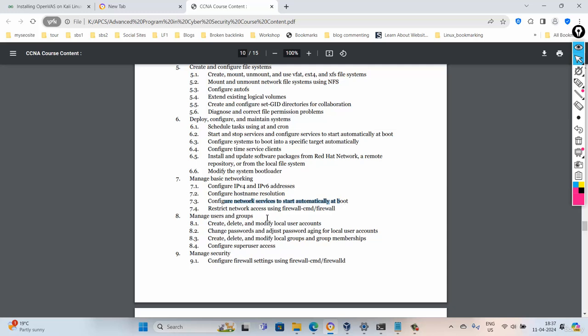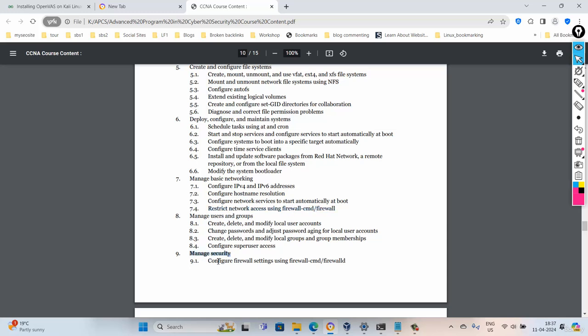Then we will discuss how you can restrict network access while using the firewall, right? How you can manage the firewall, and how you can configure the firewall properly. So these things we will not cover here in this module. We will cover this part in the managed security module.